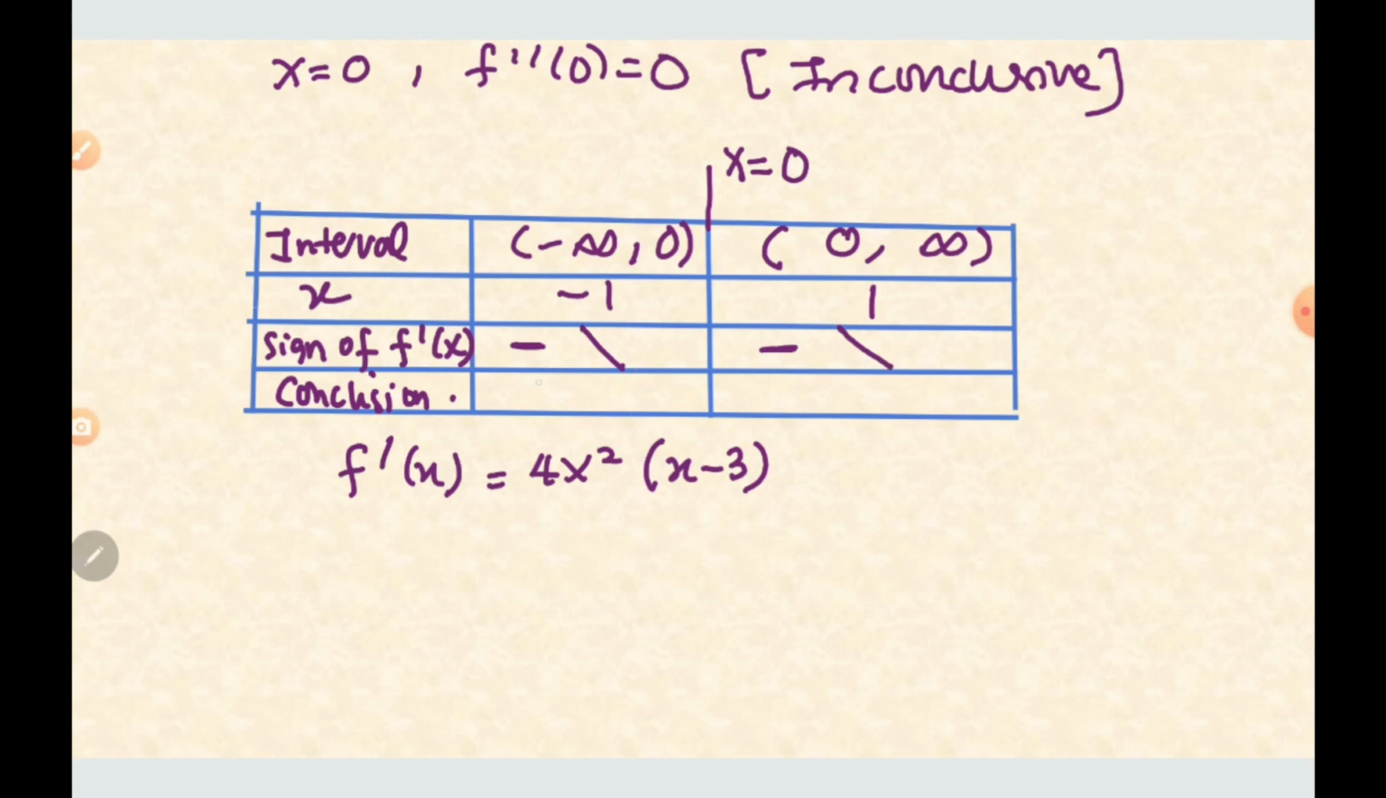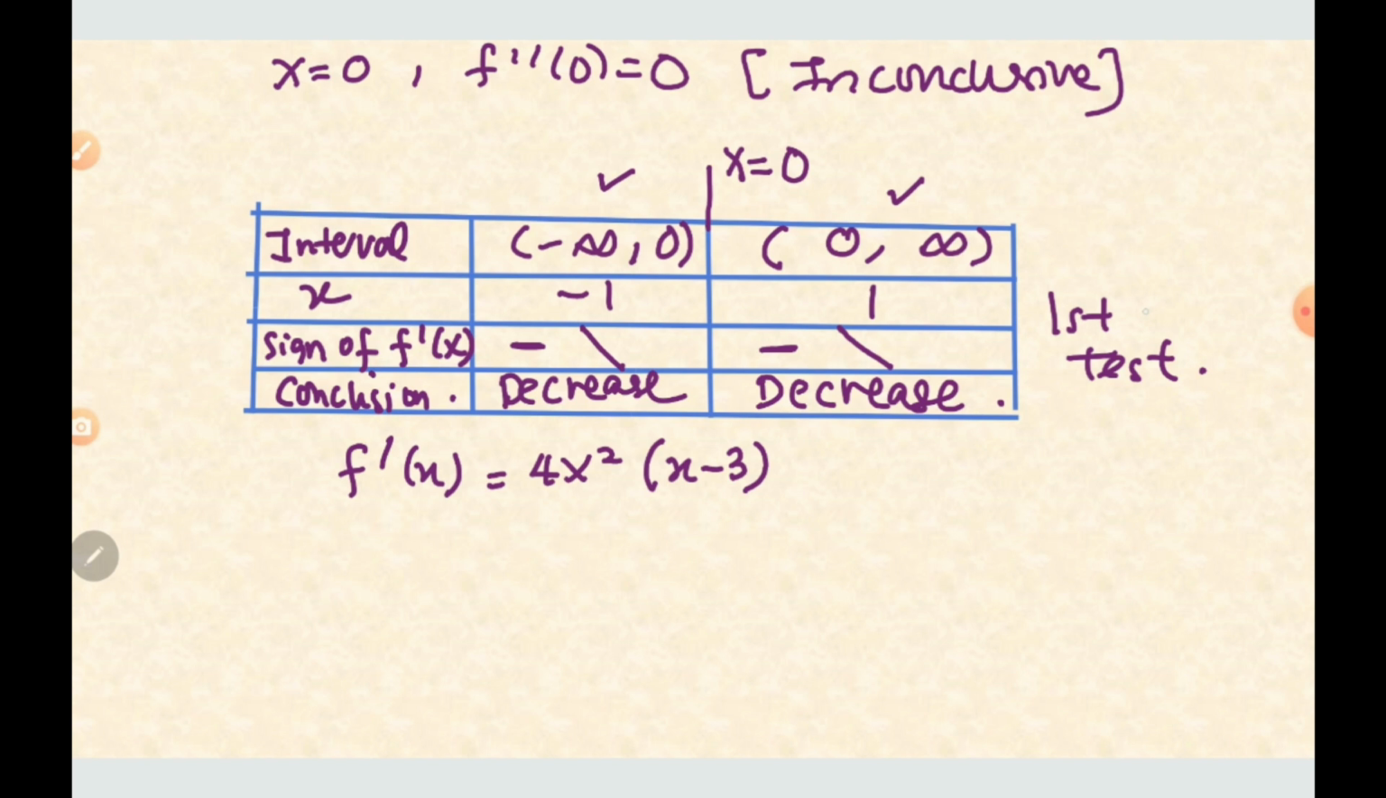Therefore, our conclusion is the function f(x) is decreasing on the interval from negative infinity to 0. What about from 0 to infinity? The function also decreases, going down. Okay, so by using the first derivative test, we cannot conclude whether the point at x equals 0 is a maximum or minimum.